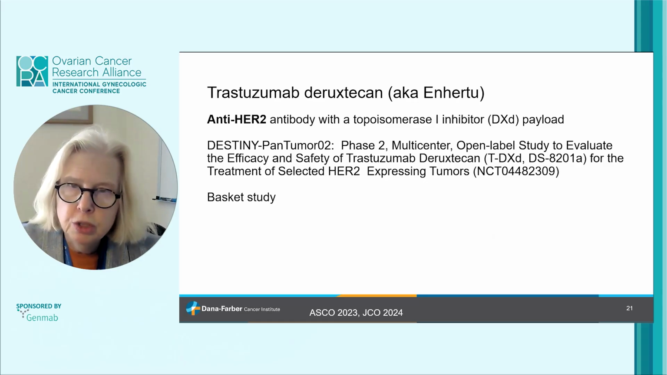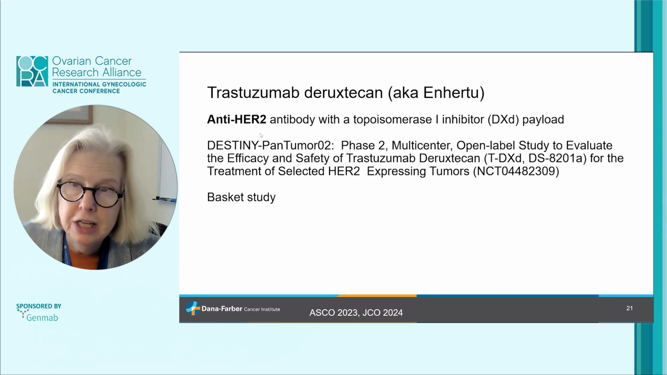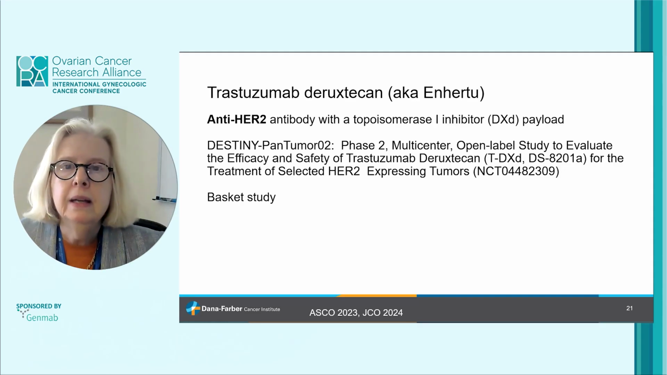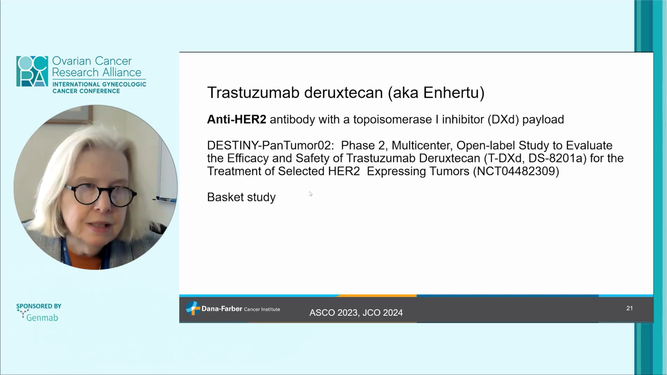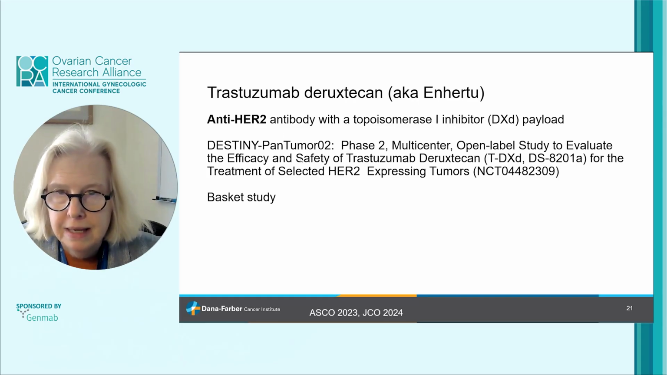I want to move on to HER2, which is another drug that we're using in ovarian cancer, and that's trastuzumab deruxtecan, aka Enhertu. This is an anti-HER2 antibody. So HER2 is another target besides folate receptor alpha, and it has a topoisomerase 1 payload. A lot of the data that has supported the use of this drug in ovarian cancer and other GYN cancers is from this trial called Destiny Pan-tumor HER2.